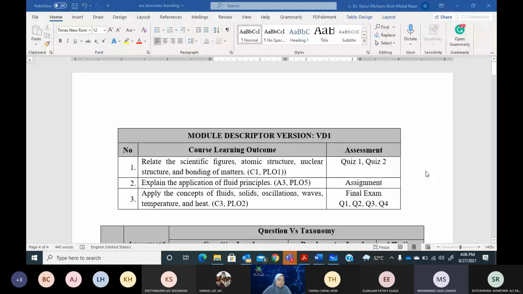Yeah, during the quiz you can search online also. For the learning outcome of this subject, you must refer to here: relate the scientific figures, atomic structure, nuclear structure and bonding of metals. We haven't done the nuclear structure yet. So all these topics can be asked in Quiz 1 and Quiz 2.